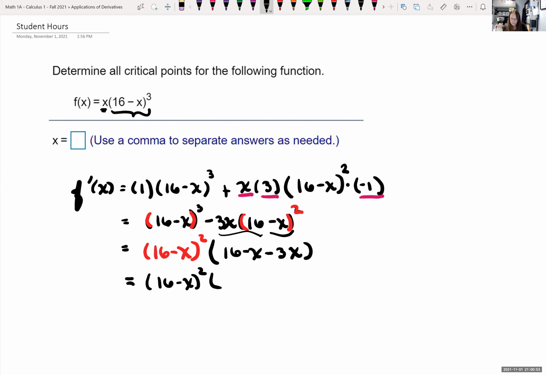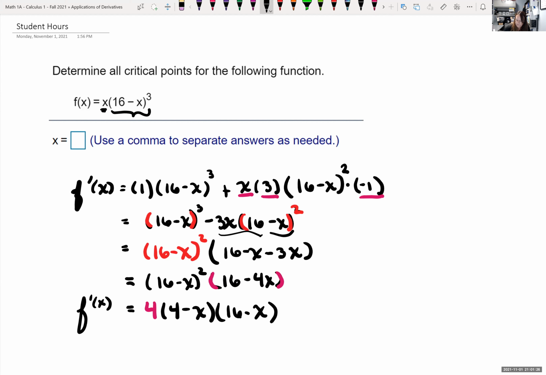And in that second parentheses, let's just combine like terms. So we have 16 minus, well, -x minus 3x, so minus 4x. I notice that I can pull out a 4 from that second parentheses. If I pull out a 4, I'm left with 4 minus x, all times 16 minus x quantity squared.